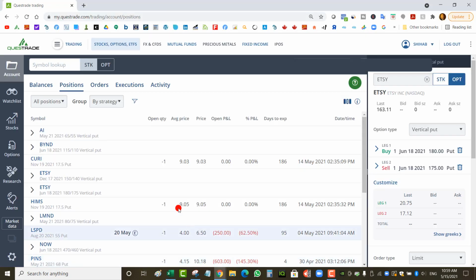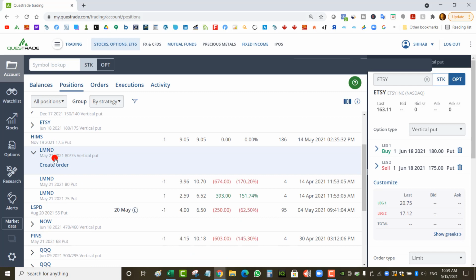And now if I go back to Questrade, so now I've got Lemonade. This one expires May 21st. It expires next week. It's an 80/75 put spread, so my short strike is 80. And you could definitely see from the prices here that it's completely breached. Lemonade's at 70. So it's close, but it looks like it's going to stay below my short strike.